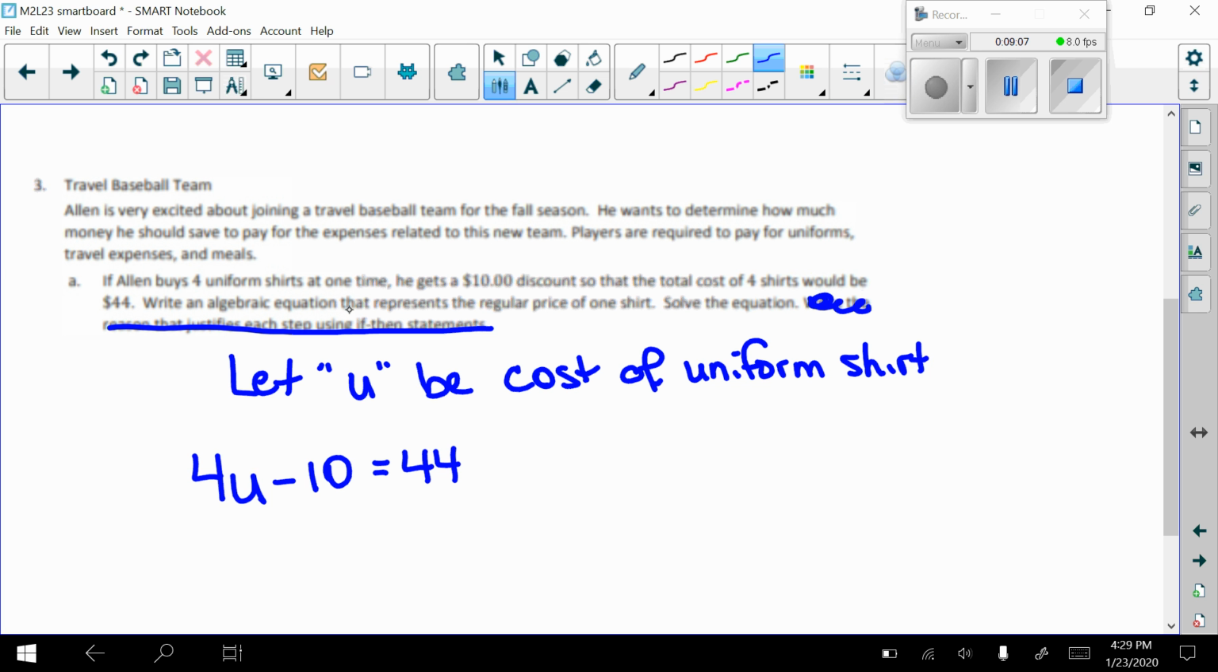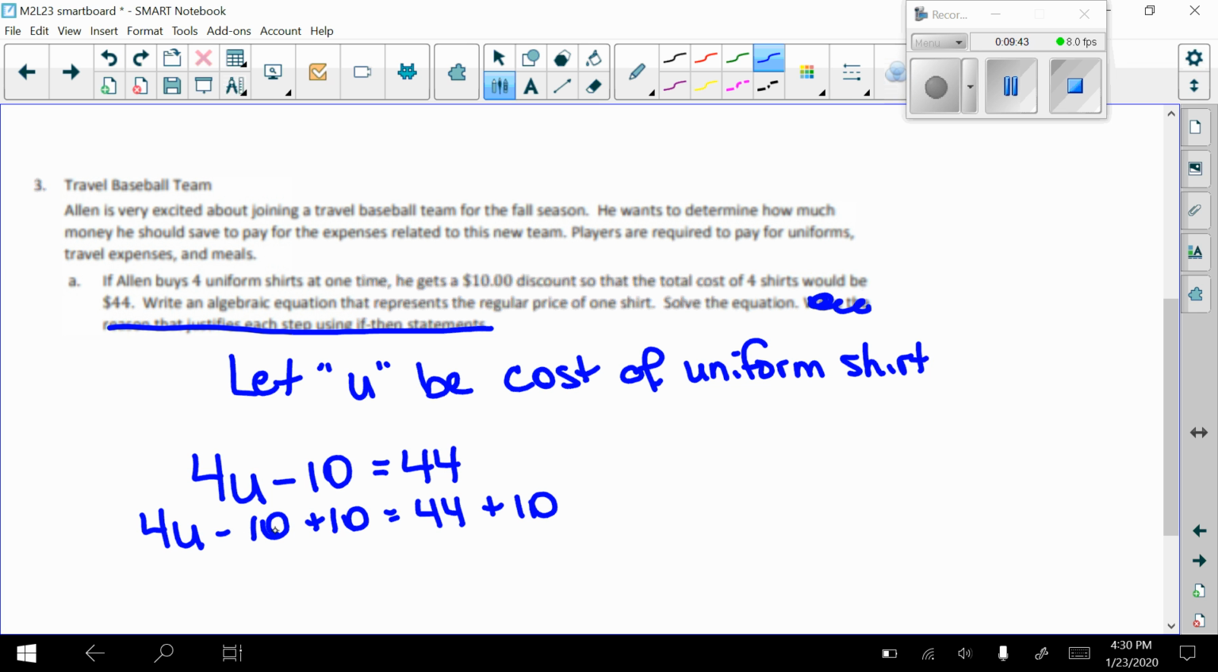All right, so we wrote the equation, but it also wants us to solve it. So in this equation, I'm subtracting 10. So let's go through all the steps. First step, is there anything to combine? No. Anything to distribute? No. On either side. So now, if we're subtracting 10 in the equation, how do we get back to 0? How do we undo subtract 10? We add 10. 4u minus 10 plus 10 equals 44 plus 10.